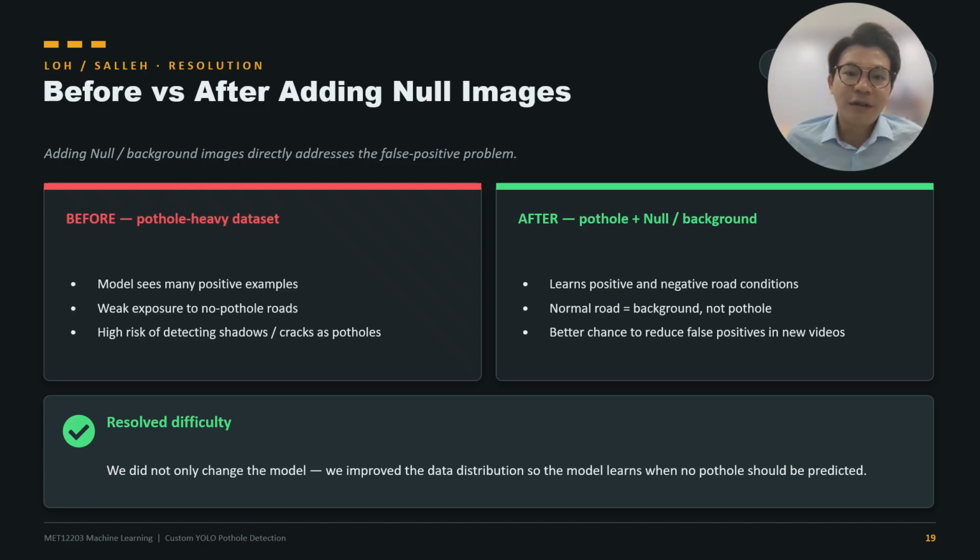Before concluding my presentation, I would like to mention how we addressed the main challenge in developing both models. Before adding snow, with a pothole-heavy dataset, the model rarely saw a clean road, so it over-predicted and flagged shadows and wet patches as potholes. After adding images of roads with snow and background, the model learned what a normal road looks like. The clean road is now the background, not a pothole. That single change is what cut our false positives. The key point is that we fixed it by improving the data, not by changing the model.